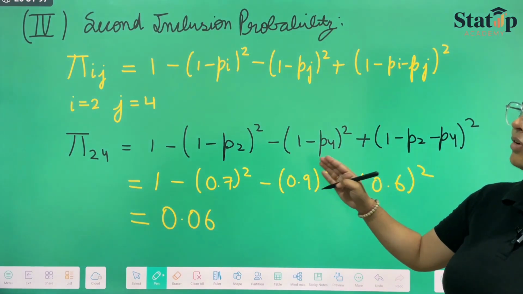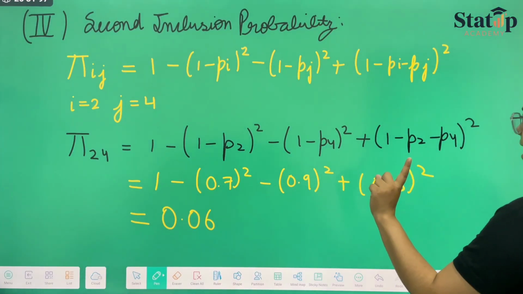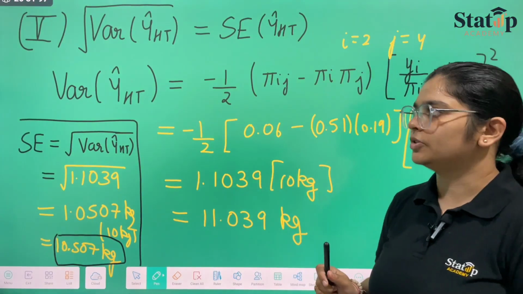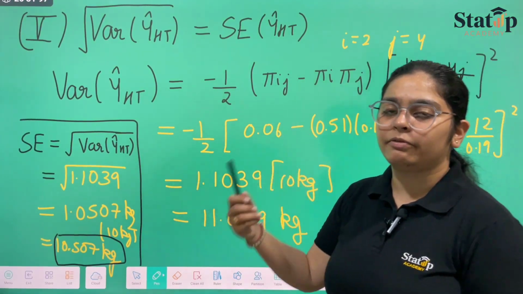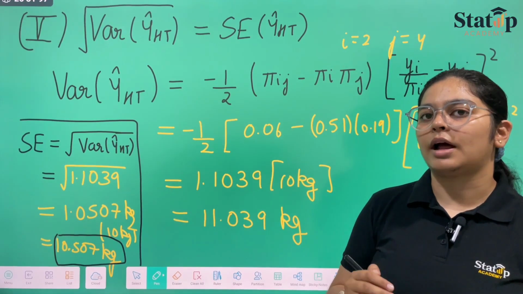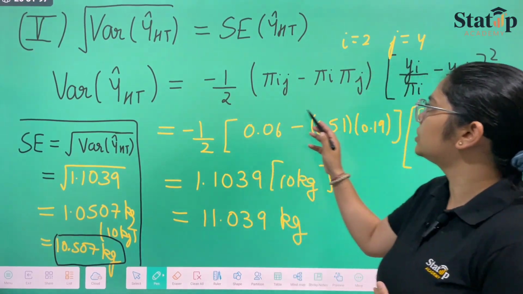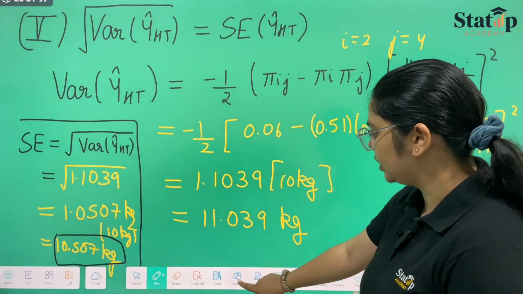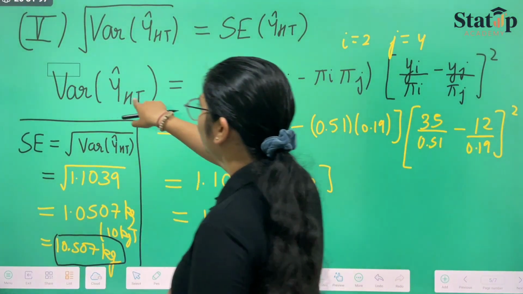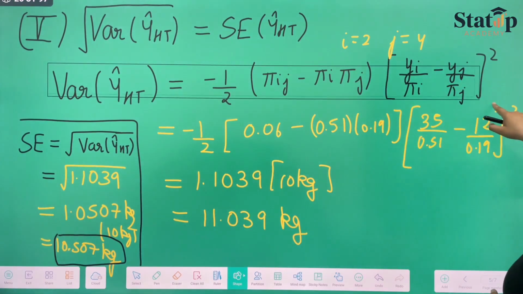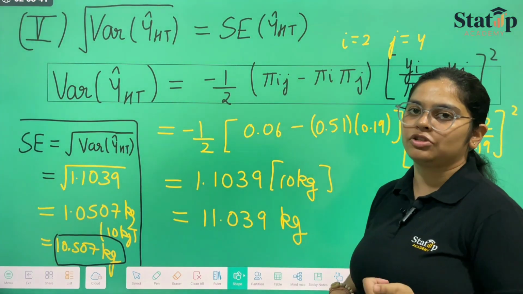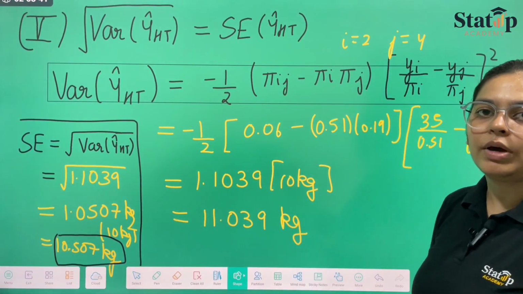So from here we have calculated the second inclusion probability, and this will be used in the variance of this Horvitz-Thompson estimator. We are calculating variance so as to find the standard error, because standard error is nothing but the square root of variance. So variance includes this formula, which I am quoting here. If you don't know the theory, then you cannot do it in your examination. So it is very important that you pay attention to your theoretical concepts, then only can you solve the numerical parts.